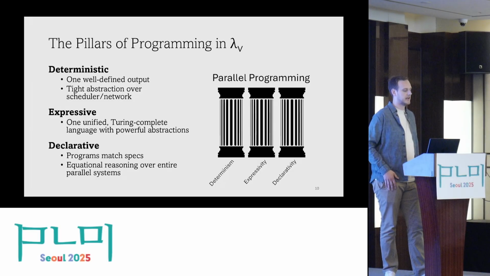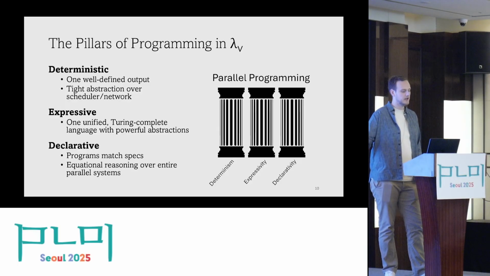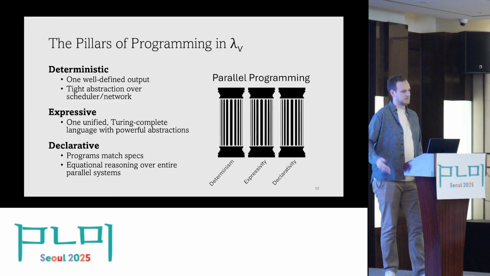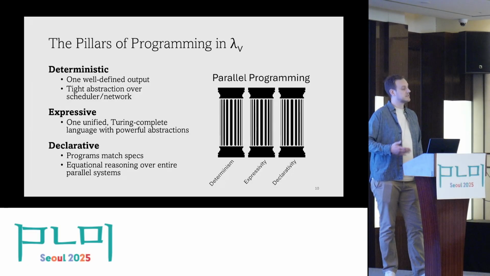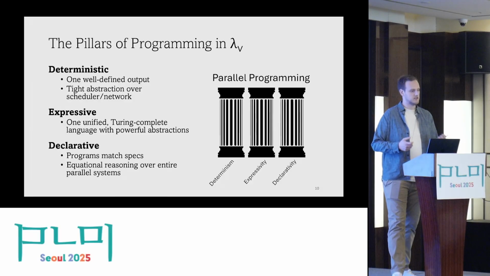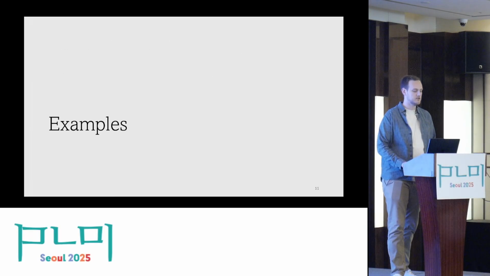First of all, we do want the guarantee of determinism, but we also want a language that's expressive. So it should be Turing complete, and it should support powerful abstractions that functional programming gives us. And it should be one unified language. We'd prefer not to have two different languages, like a sequential language and a parallel language, that have to talk to one another. And lastly, lambda join is really declarative. So programs very closely match specs in a way that resembles Datalog. And because lambda join is functional, we get equational reasoning principles, not just over single threads, but actually over entire parallel systems of processes. So let's look at some examples.